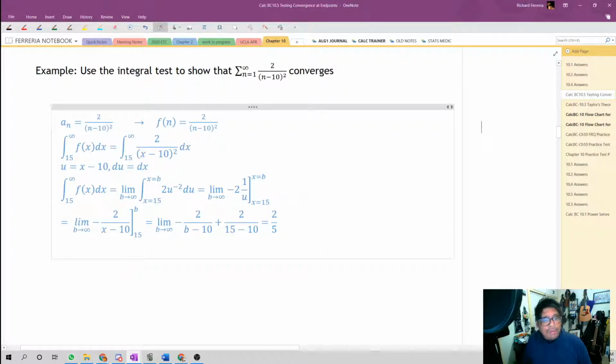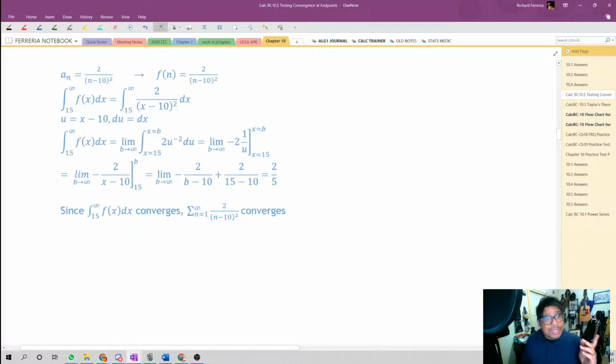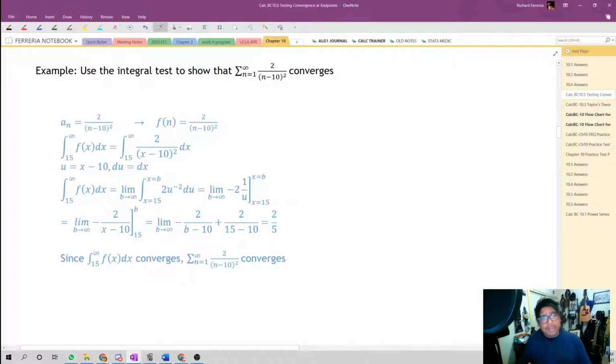Now as b goes to infinity, this first fraction, negative 2 over b minus 10, is going to go to 0. And we know this because the denominator grows, but the numerator stays constant. So with all that simplified out, what we get is 2 over 5, which is another way of saying the integral converges. And so since the integral converges, then the series that we made the integral out of is also going to converge. And that's a quick how to use the integral test.